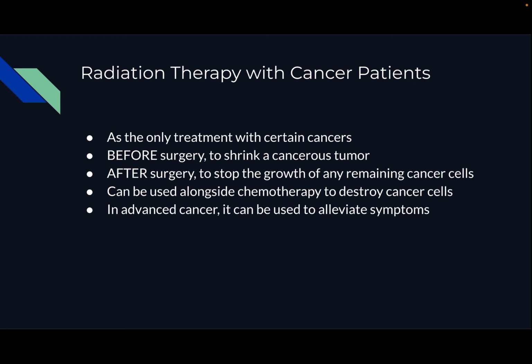So this is like any cells that they may have missed during surgery or were not able to get to while doing surgery. It can also be used alongside chemotherapy. Radiation therapy and chemotherapy together allow for destruction of cancer cells. And in advanced cancers, it can be used to alleviate symptoms for patients that have gone through chemo, gone through surgery, and there's just no other options left. Sometimes radiation therapy can be used just to alleviate the pain of these patients.